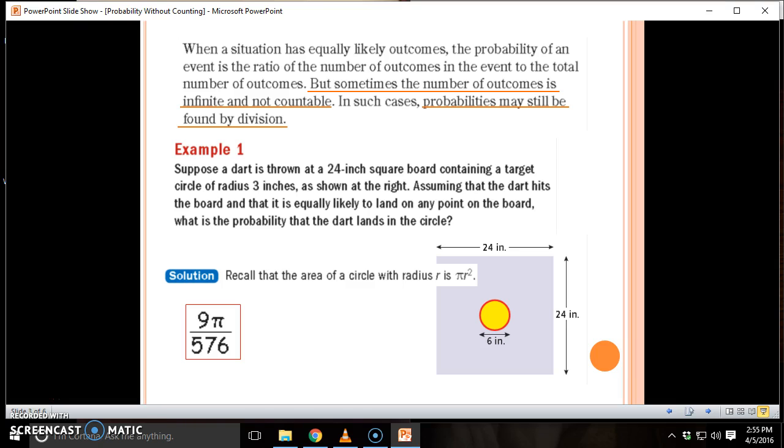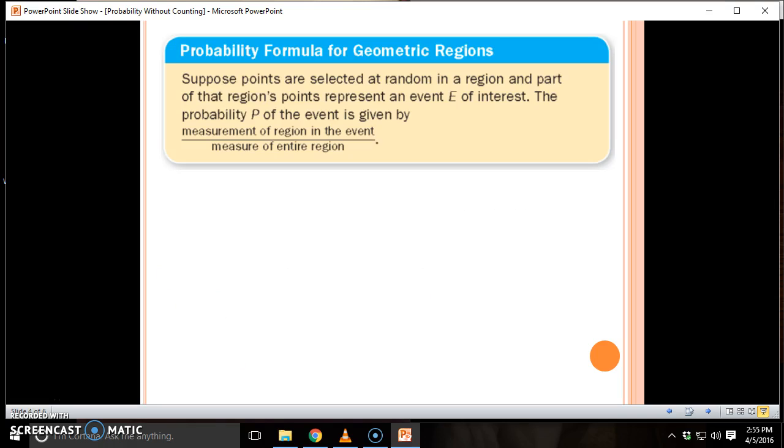So the exact probability would be 9 pi divided by 576. If we put that into decimal form or percentage form, it would be about 0.05 or about 5% chance. Now in actuality, if somebody has skill, they're going to probably have a higher chance of hitting the yellow circle than 5%.